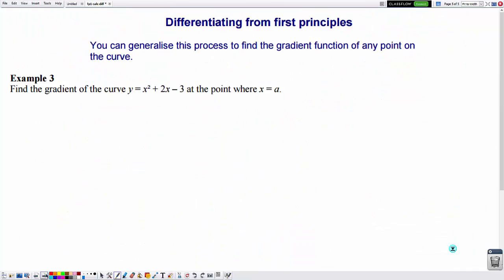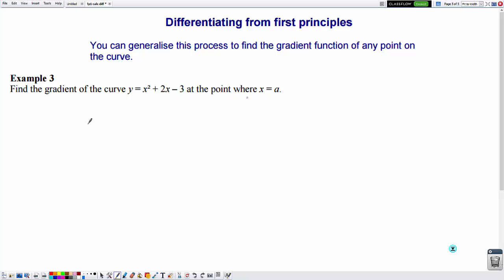Okay, finally, example 3. Differentiation. Again, as I said at the beginning of the video, when they say differentiation from first principles, it doesn't mean differentiation as you did in C1 or C2. That means doing exactly what I've just done. So if they say differentiate this from first principles at the point where x equals a, do exactly what I've done, okay? So we want to find the gradient of the curve at the point where x equals a.